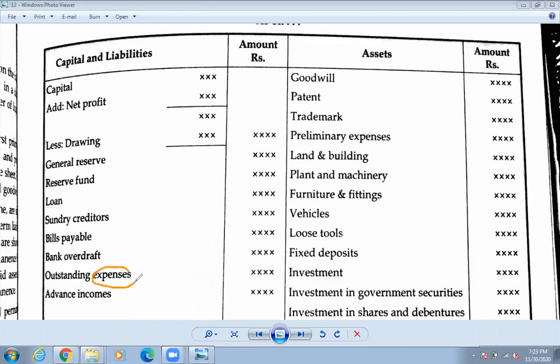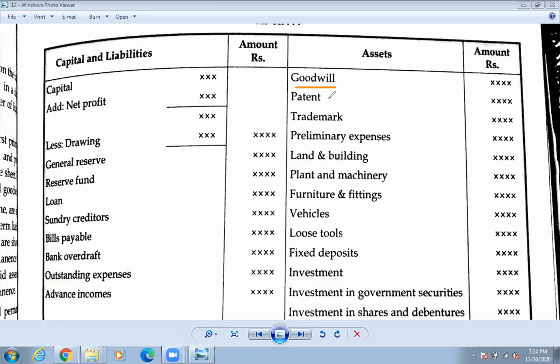Okay, so outstanding expenses. You have incurred the expense, but it is still to be paid. The meaning of outstanding is you need to pay in the future, so not paid yet. That is the outstanding expenses, advance income. So these all are the liabilities. This is all about the liabilities and assets.